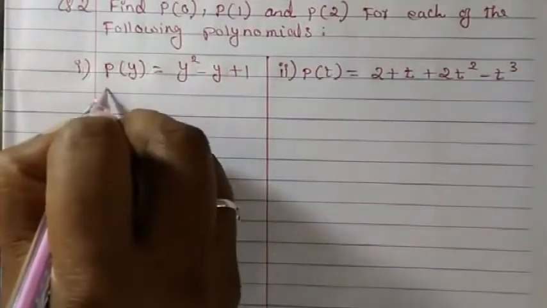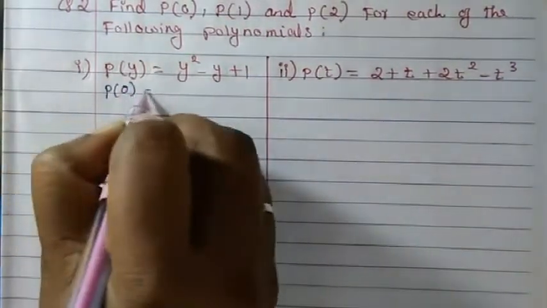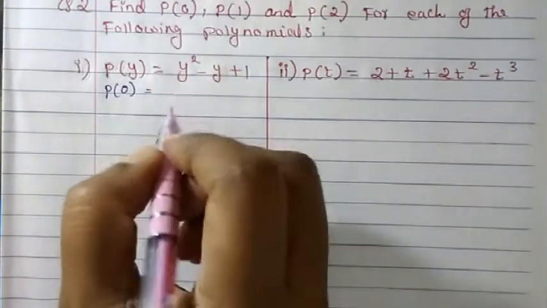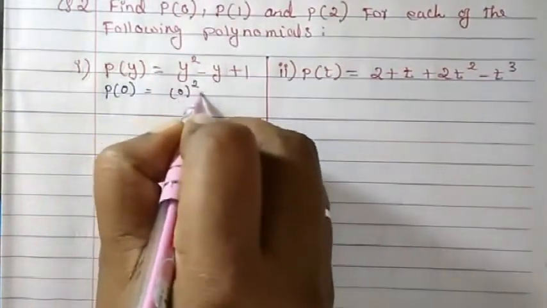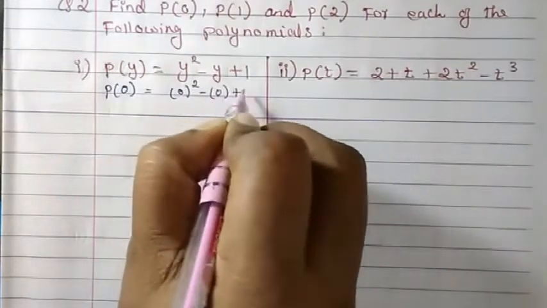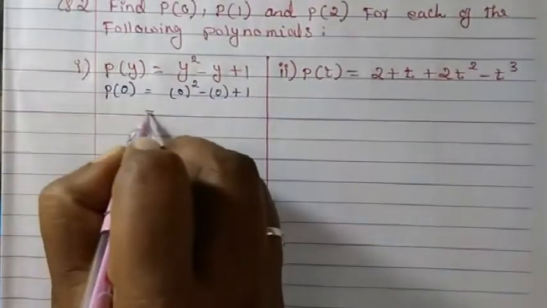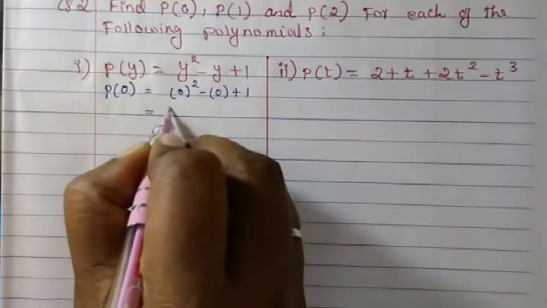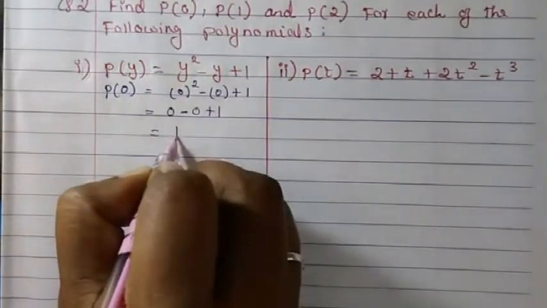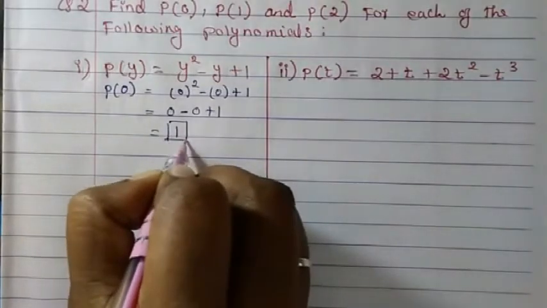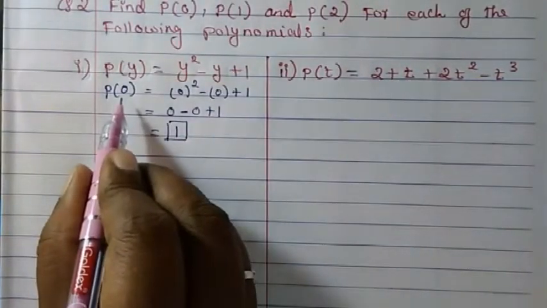First, we have to put 0, P of 0. So wherever y is there, we have to put 0. In the place of y, we put 0, the rest we write as it is. So 0 square will be 0, minus 0, plus 1. So we get plus 1. This is our answer for P of 0.